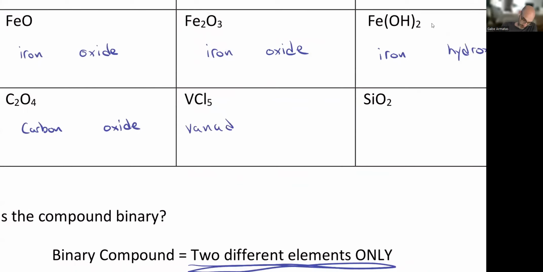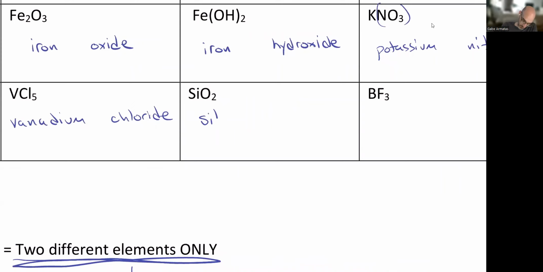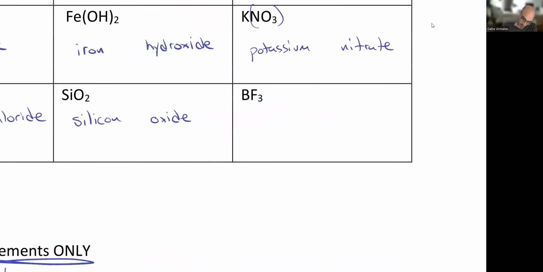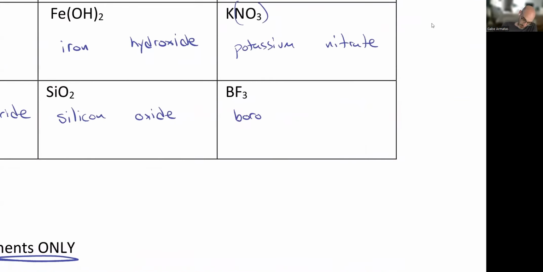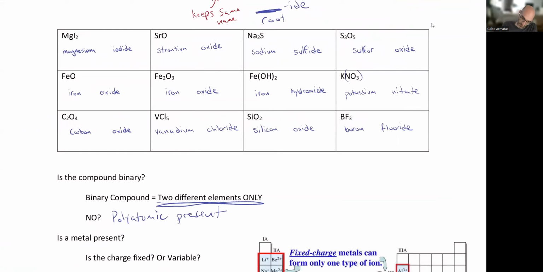Vanadium chloride. Silicon or silicone oxide. And then finally, boron fluoride. Again, first one keeps its name, second one gets an IDE ending. If we have polyatomics, we just simply rewrite what their name is: oxide, hydroxide, nitrate. And that's it. So with that said, this is the start.